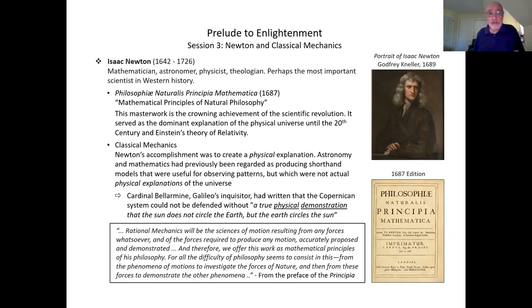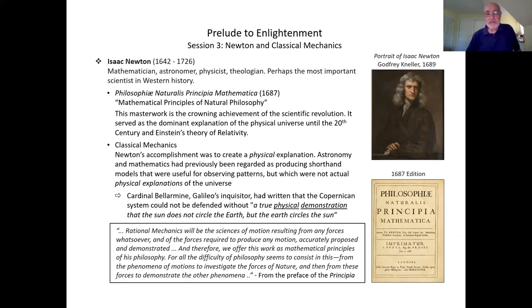In fact, Cardinal Bellarmino, who was Galileo's inquisitor early in the century, had written that the Copernican system could not be defended without a true physical demonstration that the sun does not circle the earth, but the earth circles the sun. So in effect, he was willing to inhibit Galileo's publications based on the fact that they weren't really a physical demonstration. It was still largely based on mathematical theory.